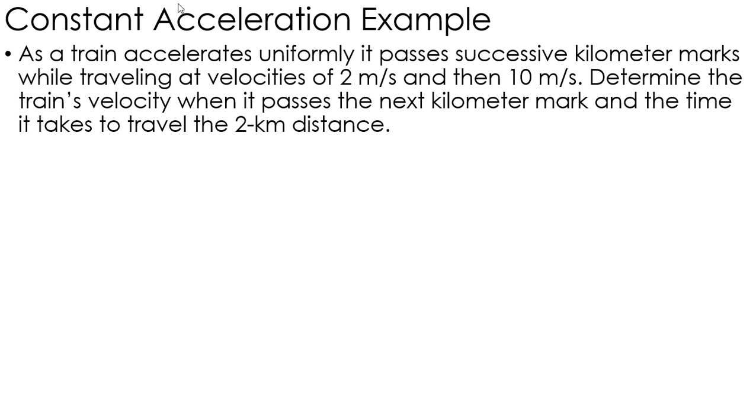Okay, in this problem, let's say we have a train that's accelerating uniformly as it passes two successive kilometer marks. First one it's at 2 meters per second, second one it's at 10 meters per second. Again, constant acceleration, uniform acceleration between those two parts. So let's determine the train's velocity when it passes the next kilometer mark, so another kilometer later, and then the total time that it takes to travel the entire 2 kilometers that we're looking at.